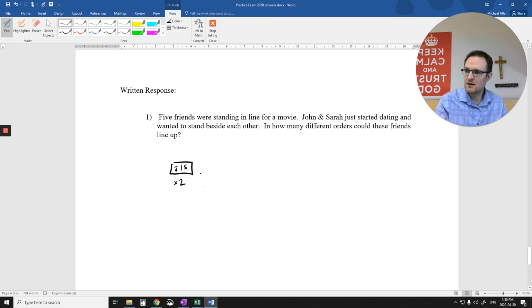Then I have 3 other friends, right? And these 3 other friends could be 3, 2, 1. So that's 3 factorial. But I can also put John and Sarah here, here, or here. So they can go in one of those 4 spots. So my math here is going to be 3 factorial, those are the 3 kids, times the 2 times the 4. I multiply those together, I get 48.